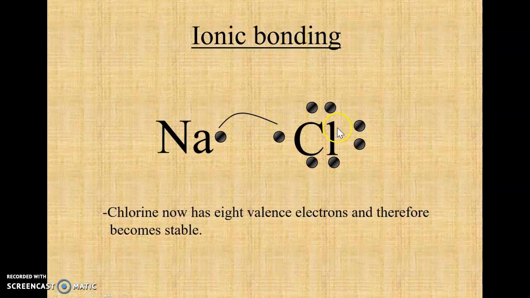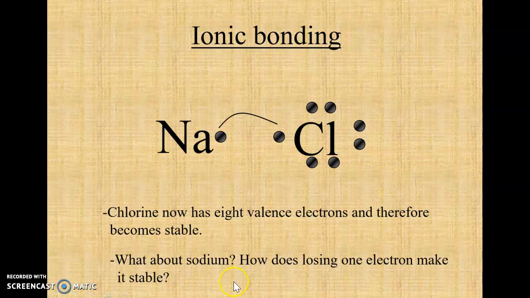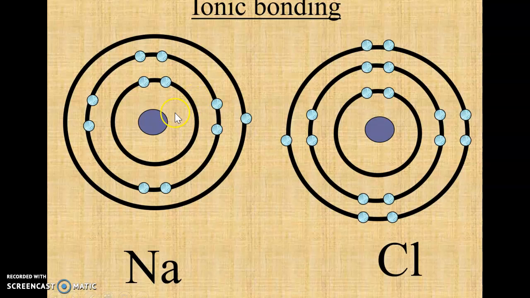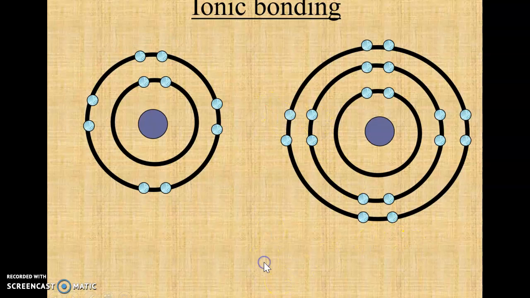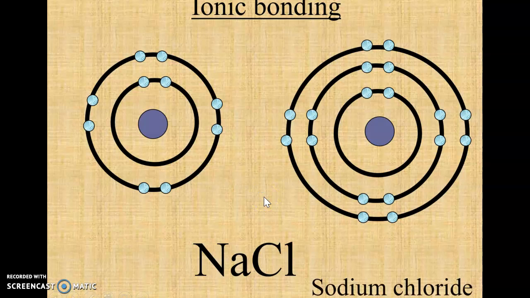7, 1, they are going to make 8. It becomes stable. What about sodium? How does losing 1 electron make it stable? Well, let's look at it. Losing that electron means it's going to have 8 in its outermost orbital. Chlorine's gaining 1, that means it's going to have 8 in its outermost orbital. Sodium chloride, table salt.